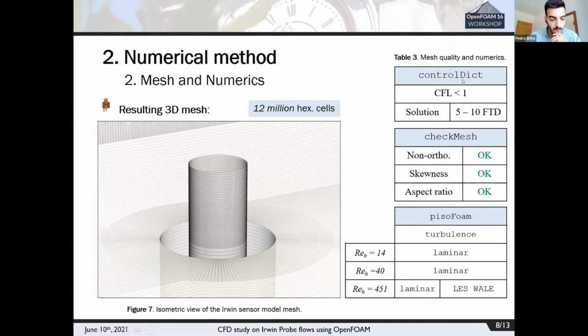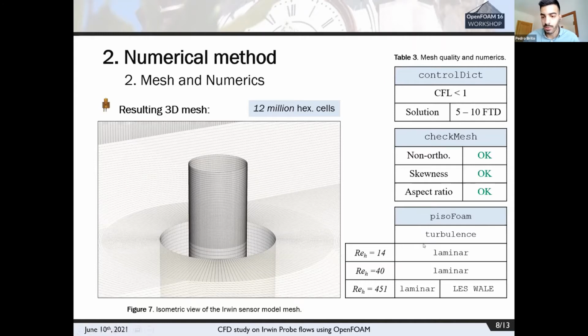And for the simulations, we used the PISO algorithm implemented as pisoFoam, as we all know. As such, we limited the Courant number to less than 1 at all time steps, and we simulated a total of 10 flow-through domain times, but only the last 5 were probed for averaging.